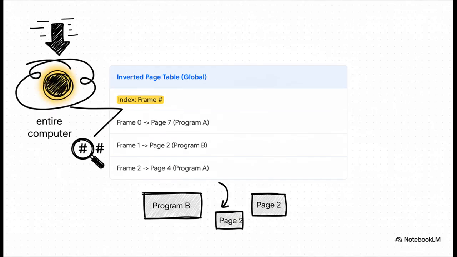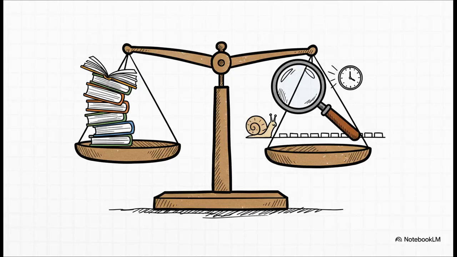There is only one table for the entire computer, a global page table. And instead of being organized by page number, it's organized by the physical frame number. So now you look up frame 1, and it tells you, oh, that slot is currently being used by page 2 of program B. The advantage here is just massive memory savings. You go from having maybe hundreds of page tables down to just one. But, and it's a big but, there's a huge drawback. To find where, say, page 4 of program A is, you can't just look it up anymore. You have to search the entire table one entry at a time until you find it. And that makes searching much, much slower.